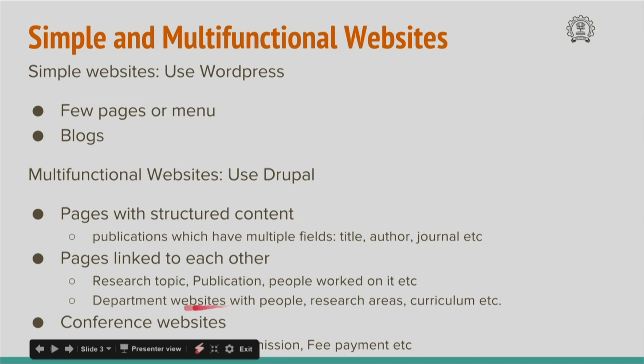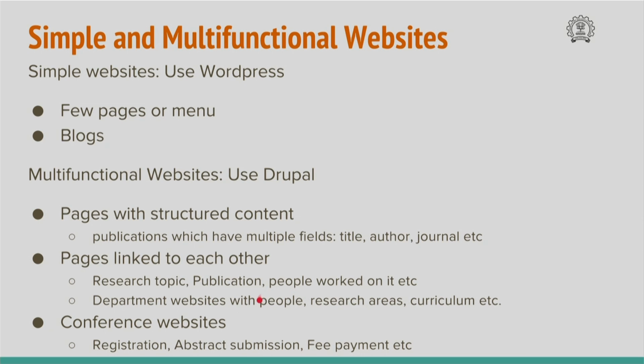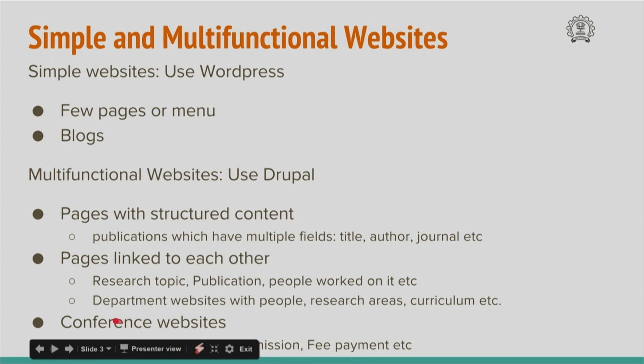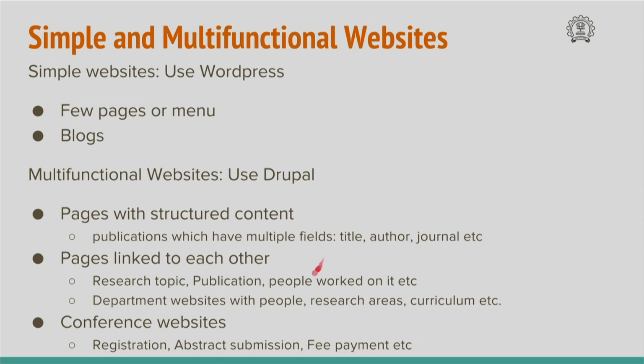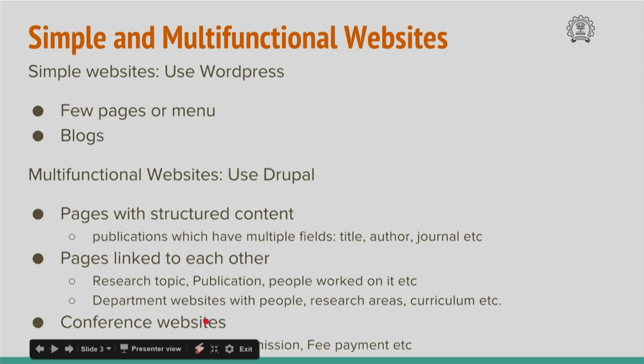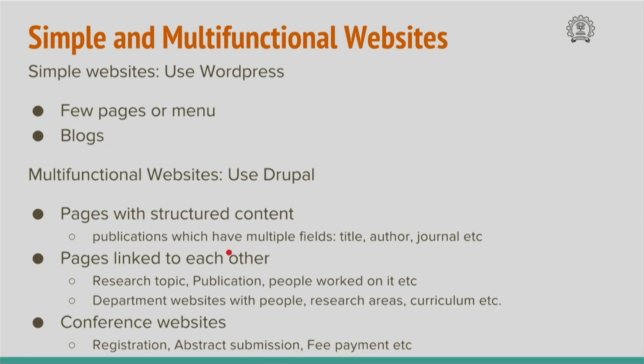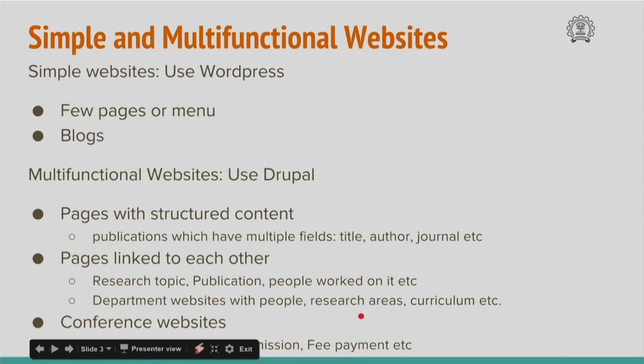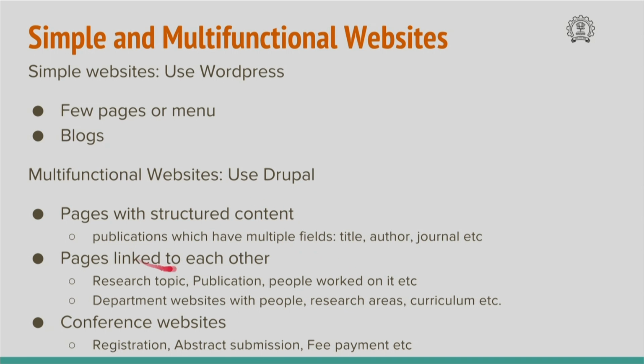So these are independent pages but are linked to each other. A more complex example would be department websites. In department websites we have a lot of people, a lot of research areas, you could be posting the curriculum and so on. A still more complex website is a conference website, where there is not only information passed on but there is also interaction from the user. For example, you could have a conference website with registration, abstract submission, fee payment and so on. So these are what are called multifunctional websites. So there are simple websites and multifunctional websites.